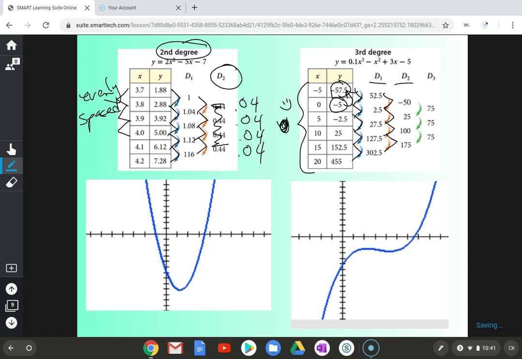Let's subtract again and find D3. 25 minus negative 50 is 75. 100 minus 25 is 75. 175 minus 100 is 75. If you keep going, they're all going to be the same. That means this is a cubic. Third degree is a cubic. All right, and then there's just some examples of graphs. So quadratic, you already know, shape is a parabola. Cubic looks like this.